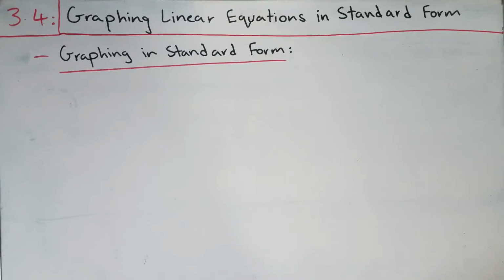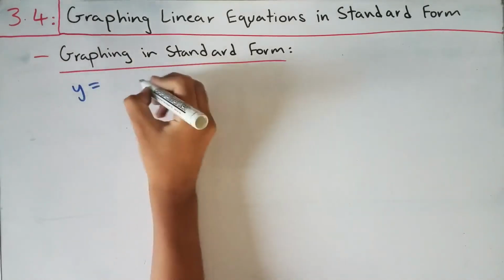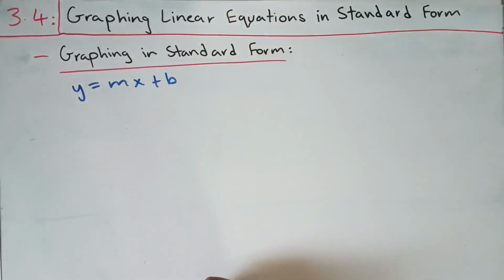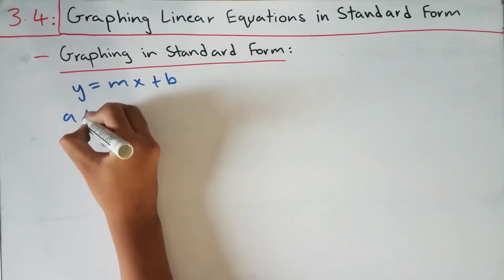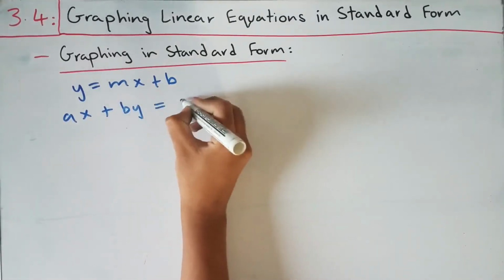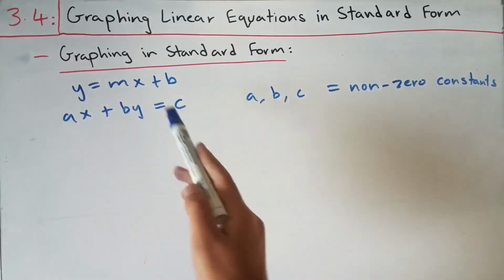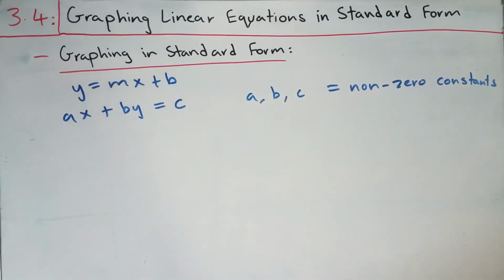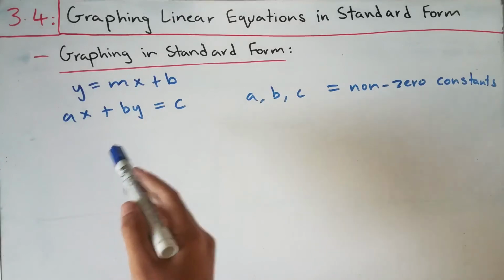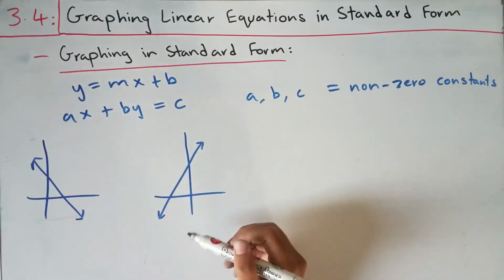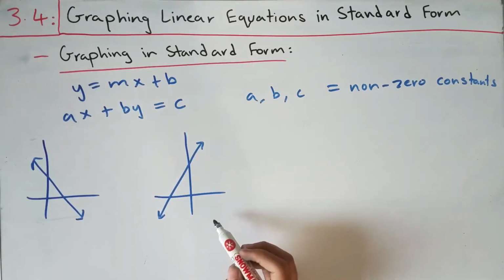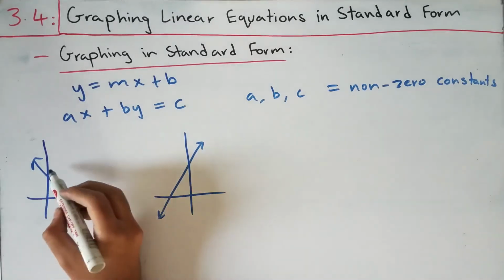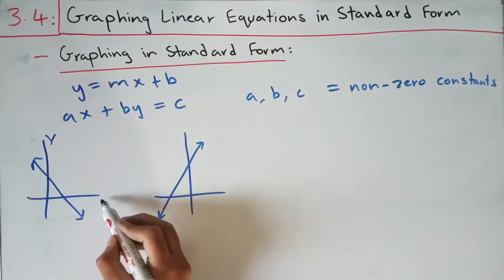Now let's talk about graphing in standard form. We know that the most common form of graphing linear equations is y equals mx plus b. However, there's another form, which is the standard form, given as ax plus by equals c, where a, b, and c are non-zero constants, x is the independent variable and y is the dependent variable. When we graph lines that are not horizontal, the line intersects with the y-axis and it also intersects with the x-axis.